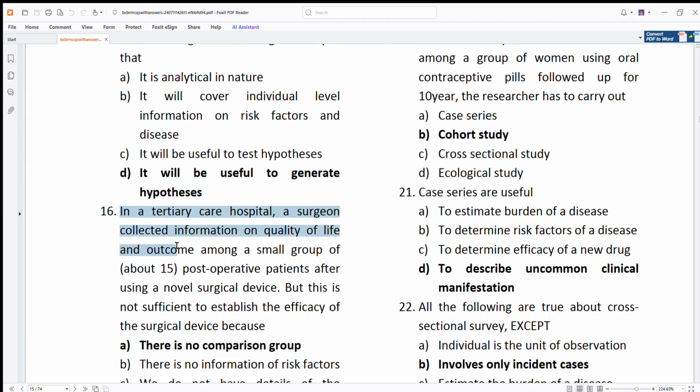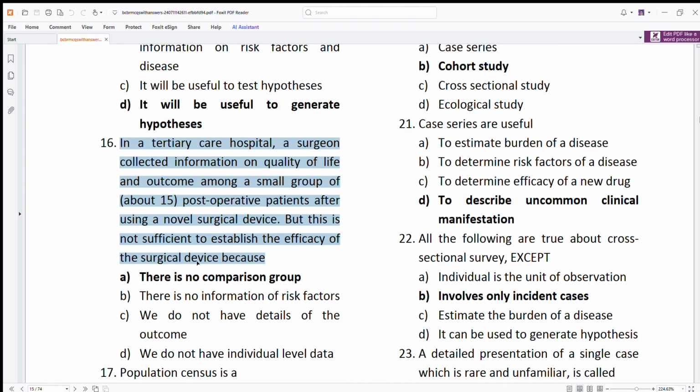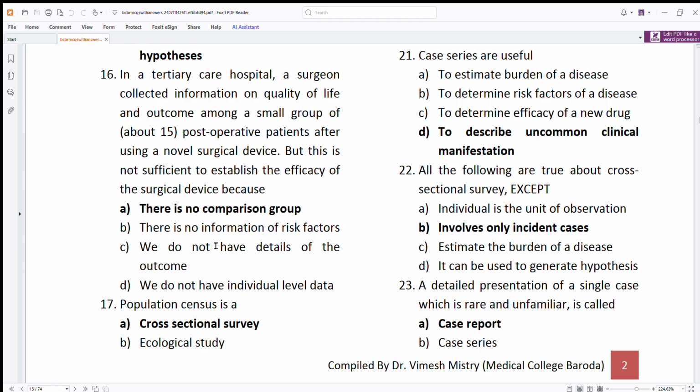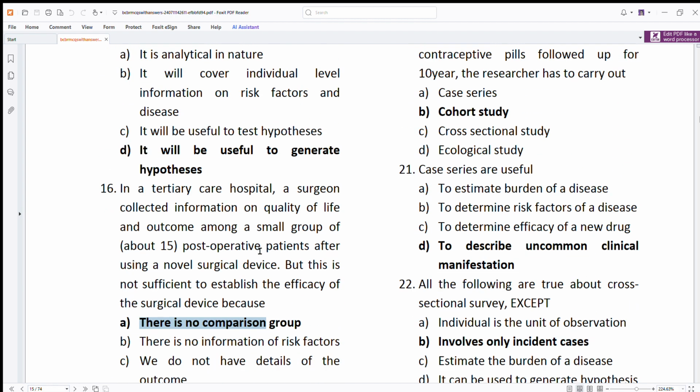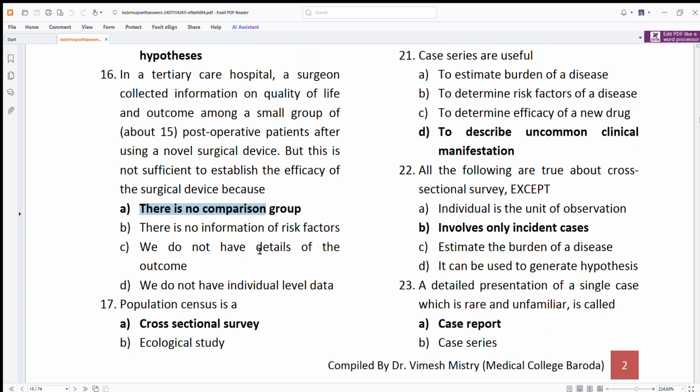Then in a tertiary care hospital, a surgeon collected information on quality of life and outcome among a small group of post-operative patients. But this is not sufficient to establish the efficacy. Yeah, because obviously there is no comparison group. True. Maximal effect, maximal response is efficacy. This can be inferred only when there is a comparison group. Population census is a cross-sectional survey. That's true. Cross-sectional surveys, population surveys.